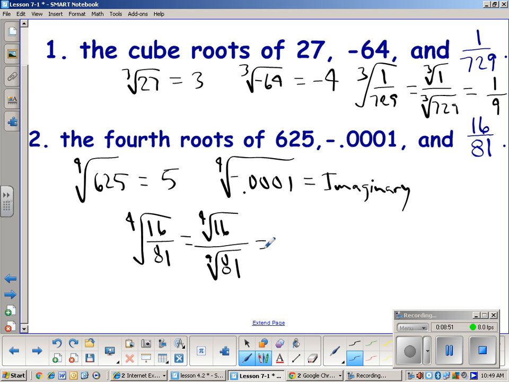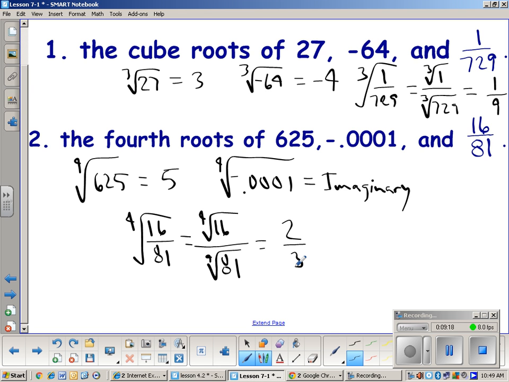What is it, Caleb? 2. 2 times 2 is 4, times 2 is 8, times 2 is 16. So the 4th root of 16 is 2. What's the 4th root of 81? 3. Okay? So we get 2/3.